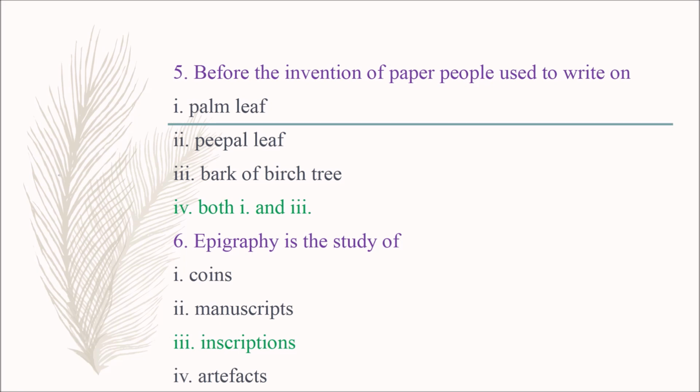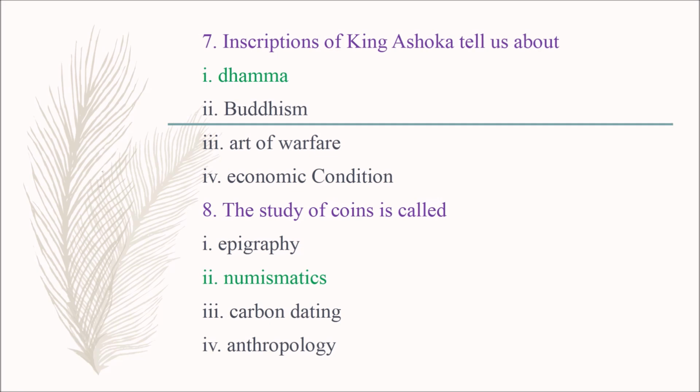Question number 6. Epigraphy is the study of option number 1, coins. Option number 2, manuscripts. Option number 3, inscriptions. Option number 4, artifacts. So the correct answer is option number 3, inscriptions. Epigraphy is the study of inscriptions. Question number 7.